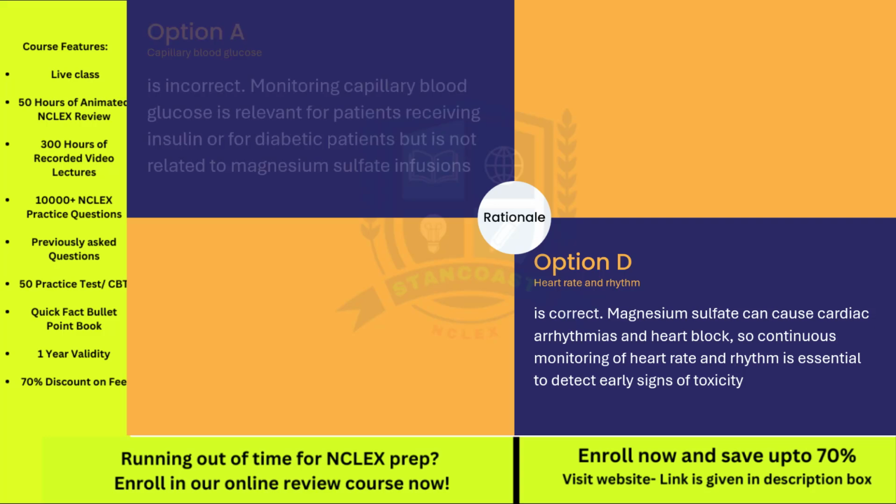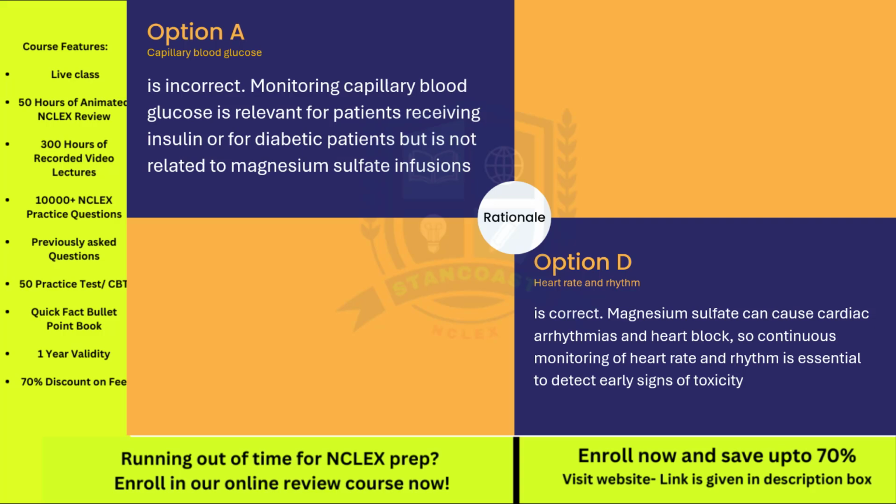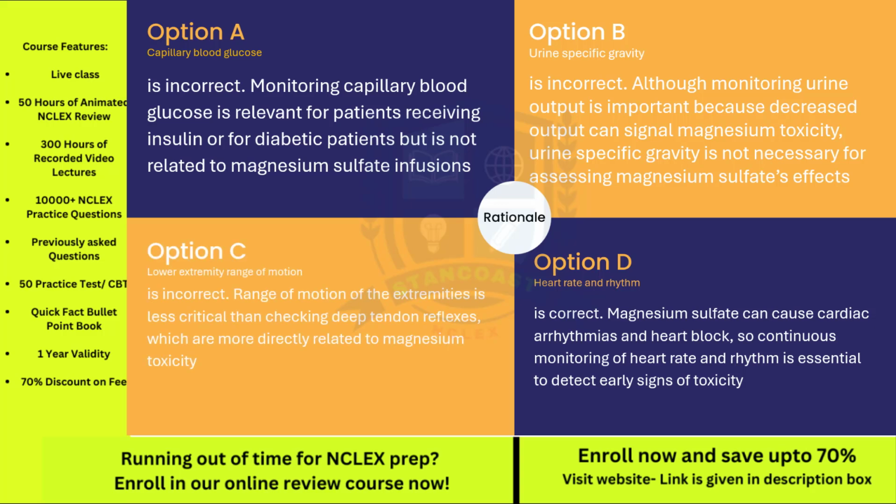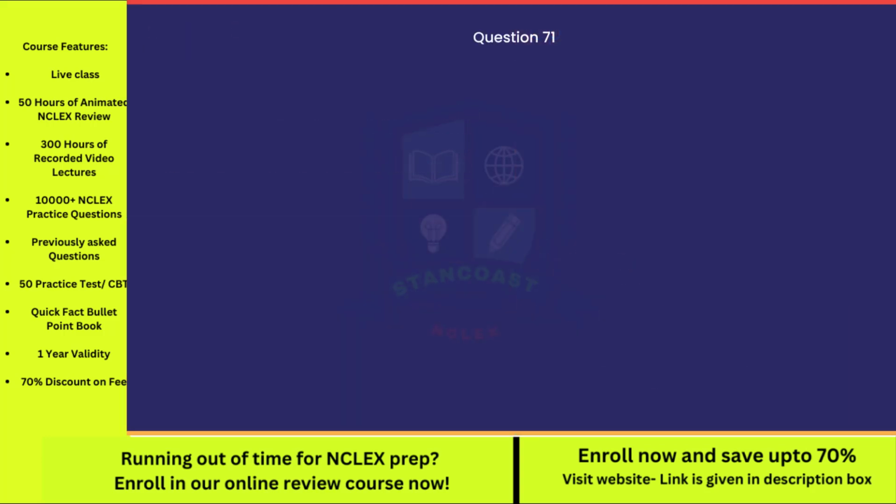A is incorrect. Monitoring capillary blood glucose is relevant for patients receiving insulin or for diabetic patients, but is not related to magnesium sulfate infusions. B is incorrect. Although monitoring urine output is important because decreased output can signal magnesium toxicity, urine-specific gravity is not necessary for assessing magnesium sulfate's effects. C is incorrect. Range of motion of the extremities is less critical than checking deep tendon reflexes, which are more directly related to magnesium toxicity. Let's move to the next question.